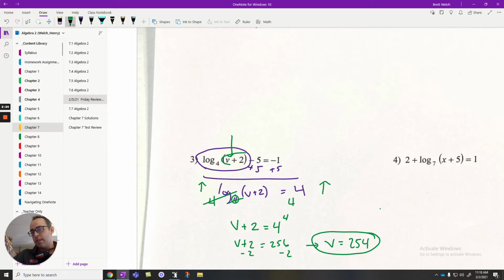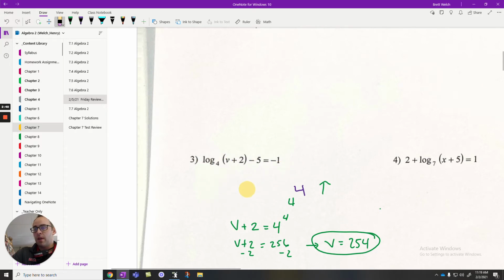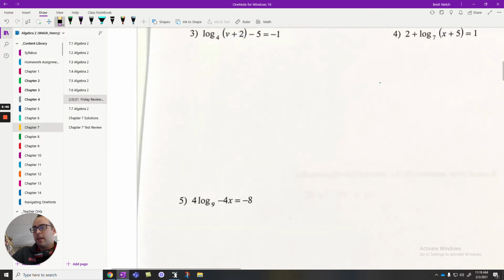The only thing you ever have to worry about is if your answer would make the inside of the parentheses turn to 0 or negative. If I add 254 to 2, I'm not going to get 0, I'm not going to get a negative, so I'm fine. If this was like 2 minus v, I would have a problem with a number like that. Okay, so that's the first part of the assignment. You're just going to go through and do that process, matching that log base as you go forward.